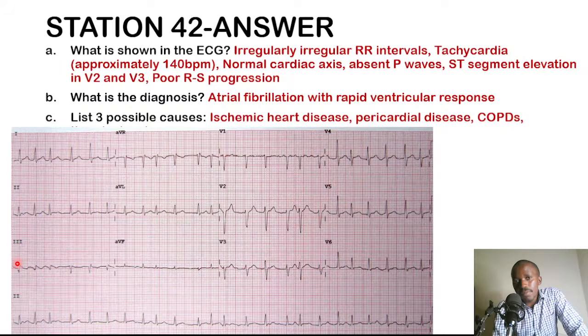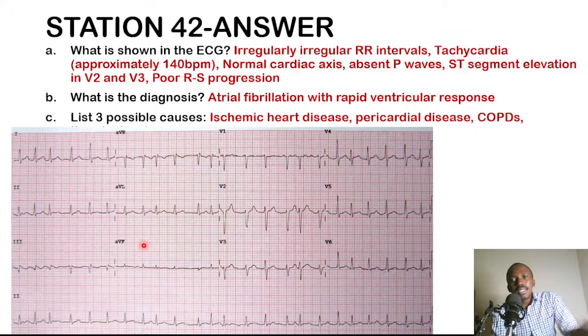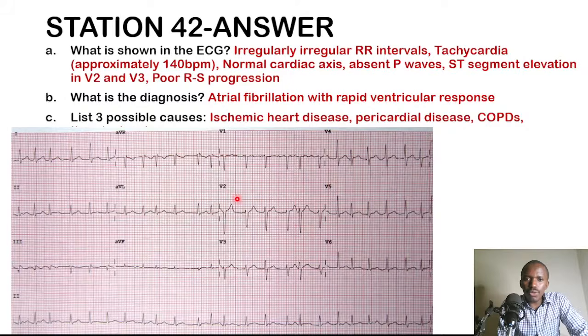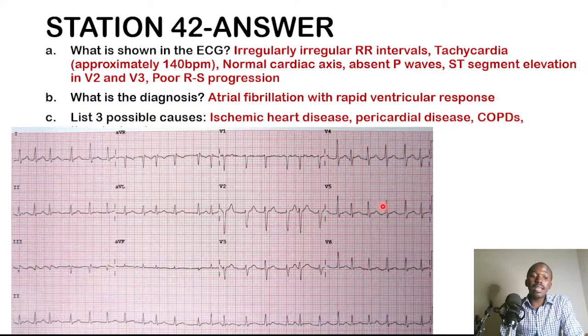The cardiac axis here is normal because this is facing upwards. This is also facing upwards. ST segment, there is some ST segment elevation, especially in V2 here and in V3. And there's a poor R wave progression. I explained that much earlier on. So this is seen in atrial fibrillation. So this is atrial fibrillation with a rapid ventricular response. It's seen in ischemic heart disease, it's seen in pericarditis, it's seen in COPD.